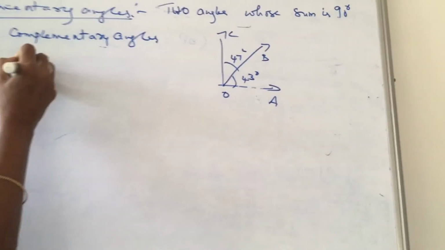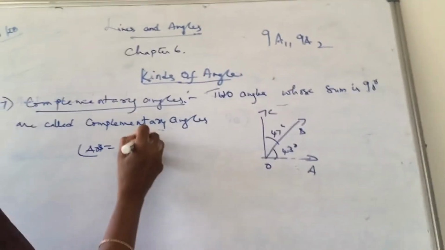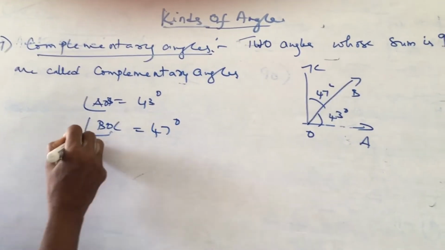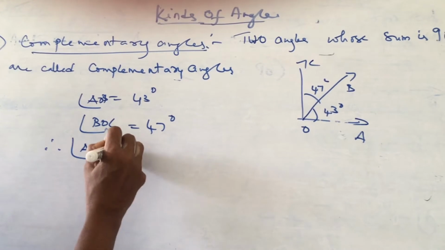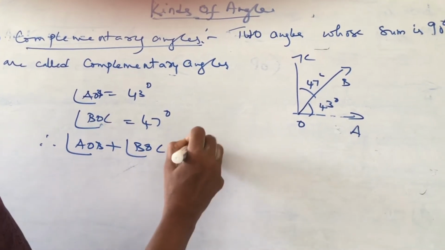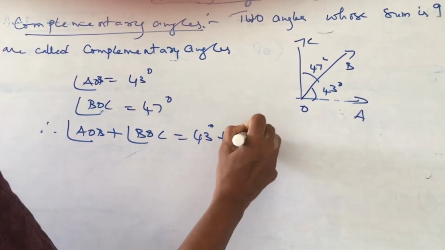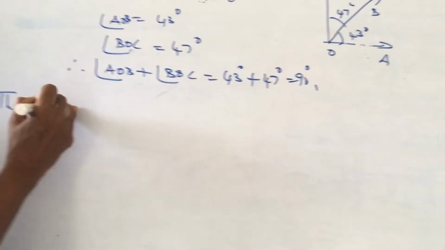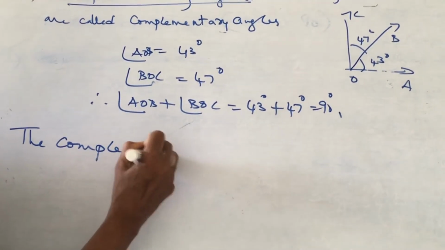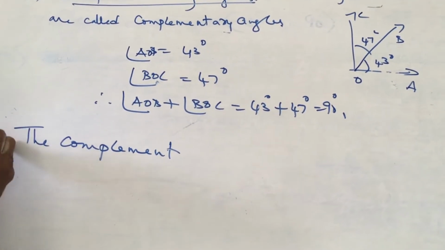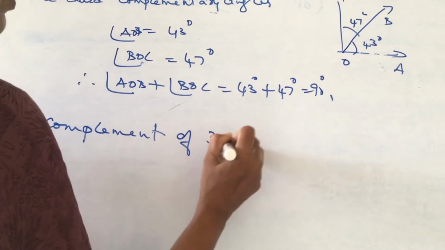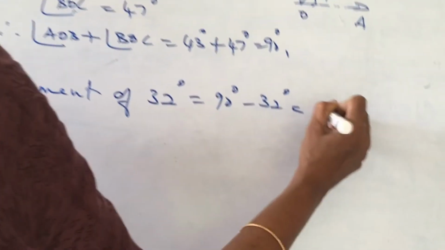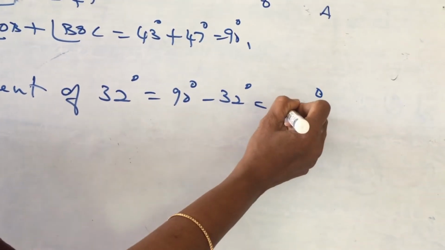Angle AOB is 43. Angle BOC is how much? 47. Angle AOB plus angle BOC is equal to 43 plus 47, that is equal to 90 degrees. The complement of 32 degrees is equal to 90 degrees minus 32, that is equal to 58 degrees.